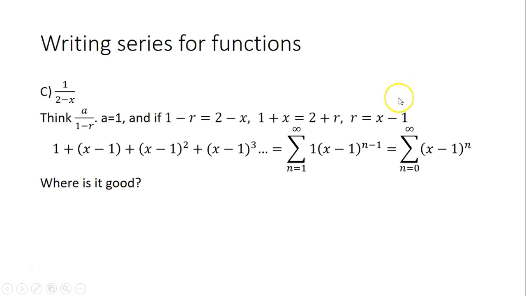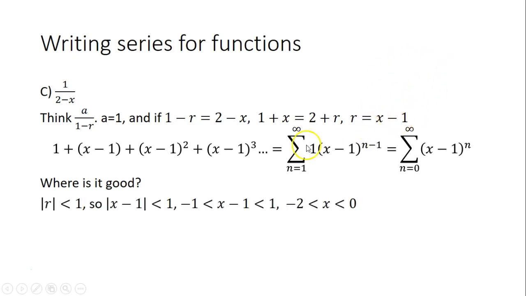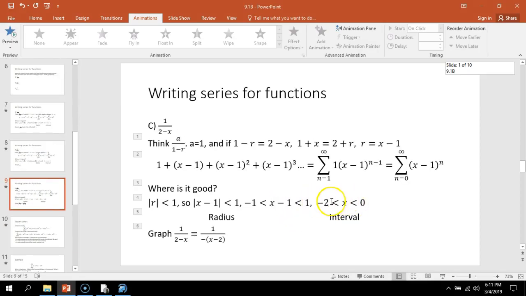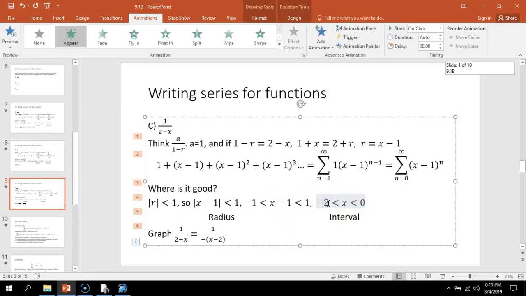So, where is it good? Well, this one is a little bit more interesting. The absolute value of our r has to be less than 1. That's always how geometric series work. That means that x minus 1 has got to be between -1 and 1. And then if we add 1 to both sides, which I did incorrectly, it should be between 0 and 2. That should be between 0 and 2. I'm actually going to change that right now. So it should be between 0 and 2.